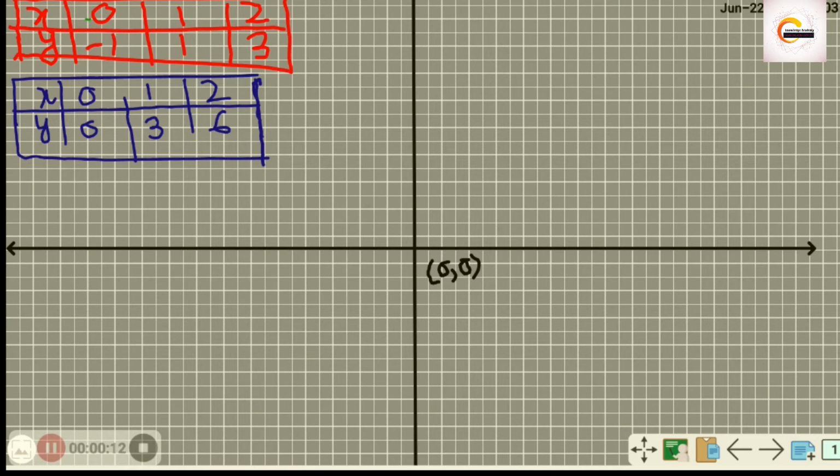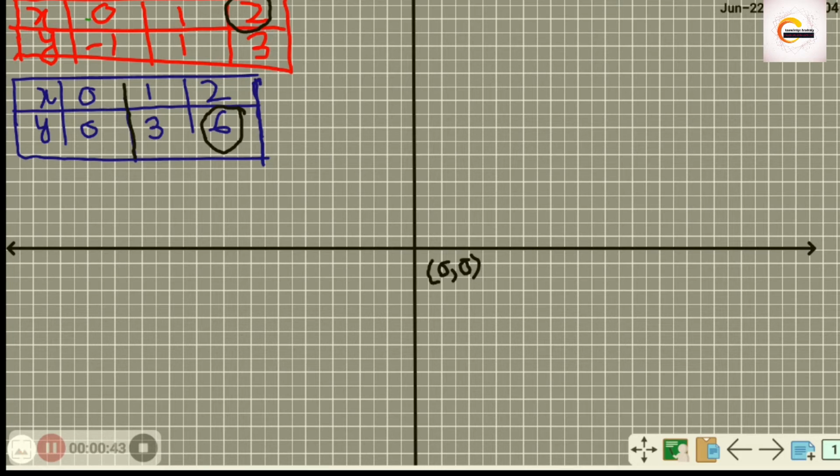So what will be the limit of the graph? For that we will have to see the final number. So here the final number is 6. So I'm going to plot the graph on the y-axis till 6, and here on the x-axis the maximum number is 2. So I'm going to plot the graph till 2 on the x-axis.